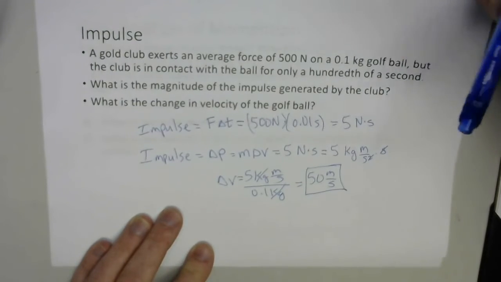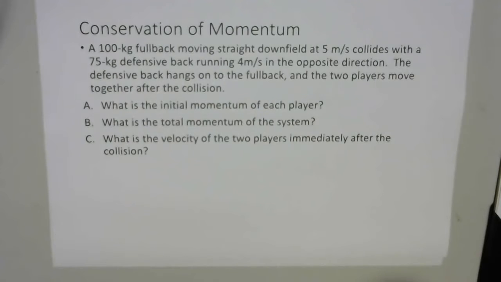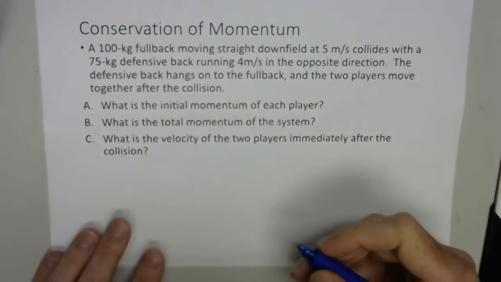So we're going to look at a second problem, which involves conservation of momentum and a more or less inelastic collision. A 100 kilogram fullback moving downfield at 5 meters per second collides with a 75 kilogram defensive back running at 4 meters per second in the opposite direction. So we're going to give that 4 meters per second a negative sign to indicate direction. They hang on together, and the two players move together after the collision. What's the momentum of each player, the momentum of the system, and what's the velocity of the two players after the collision?